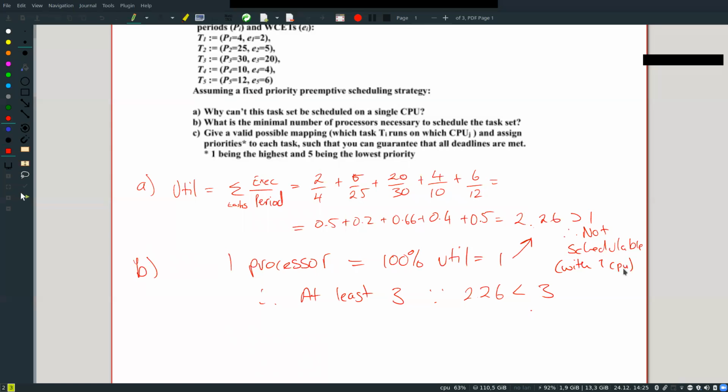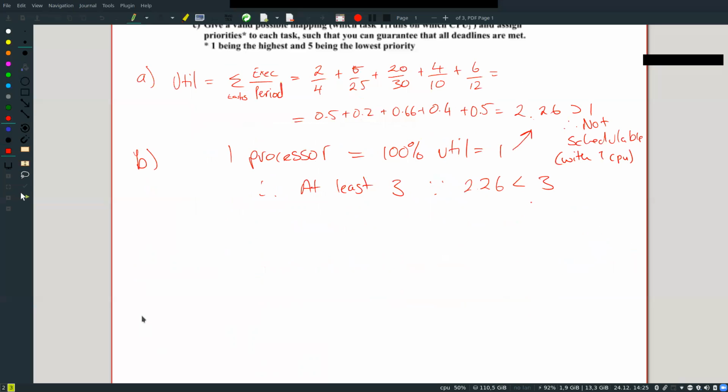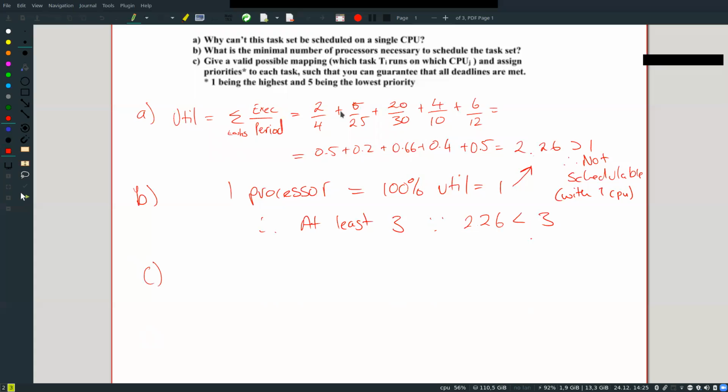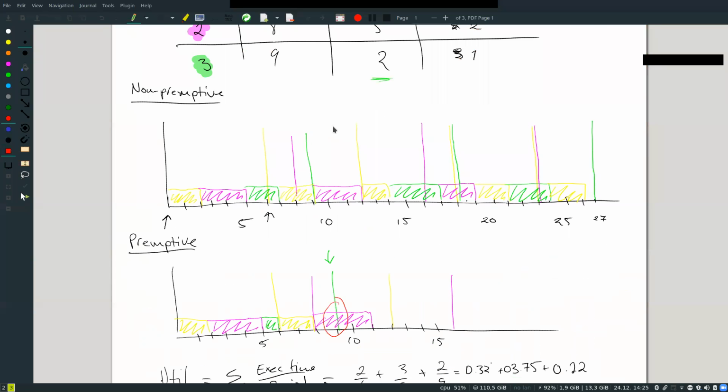And so this is generally the assumption: that you have 1 CPU unless specified otherwise, right? So now we have to say, given a valid mapping, actually, I don't think we're going to do this question because it's going to take too long. We might get back to it, because I want to get into the fixed point analysis, since we don't go into that type of analysis so much anymore in this course.